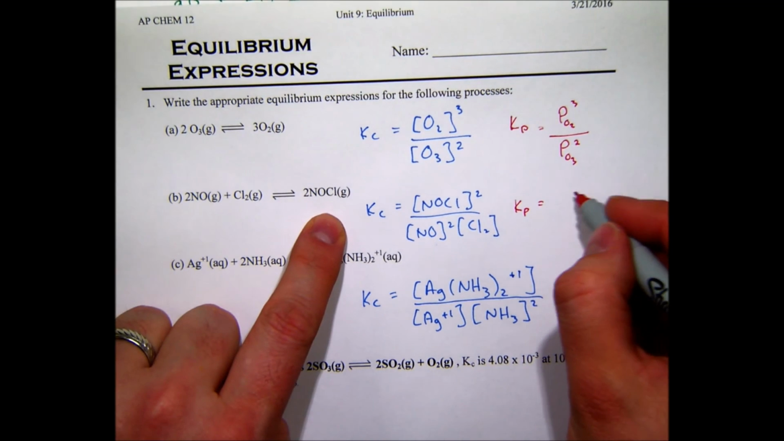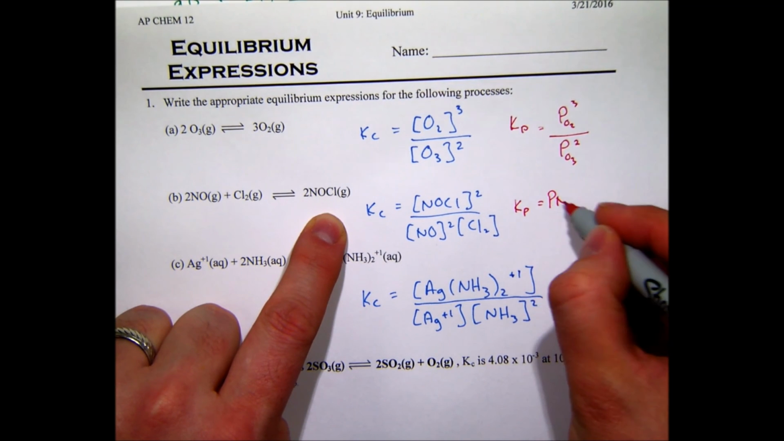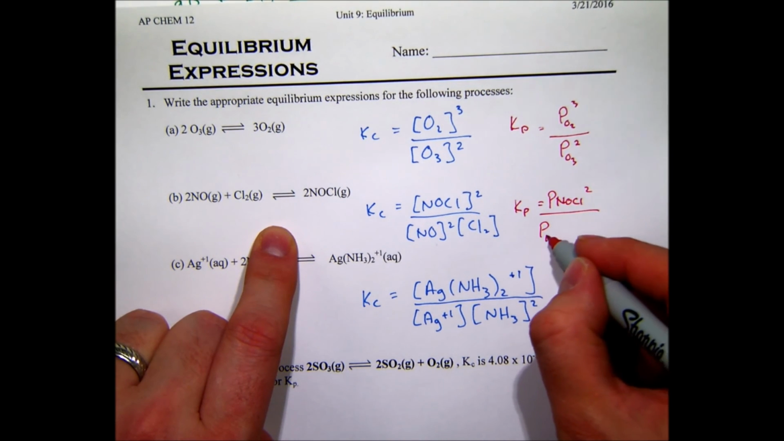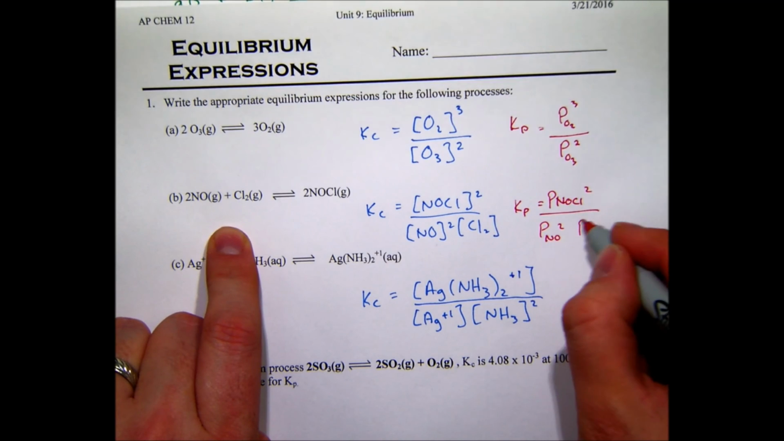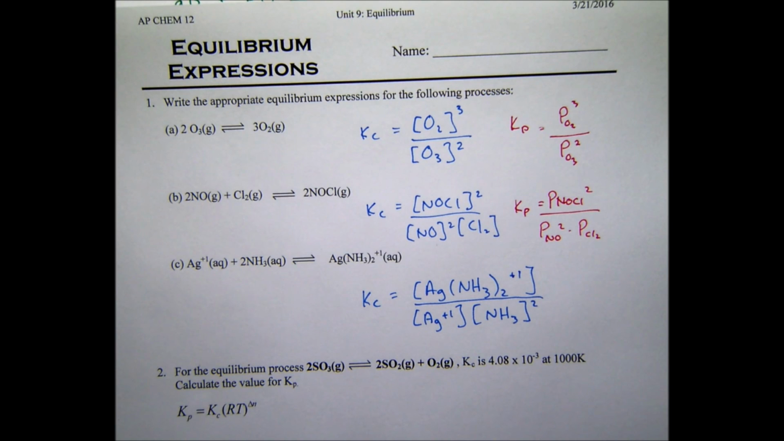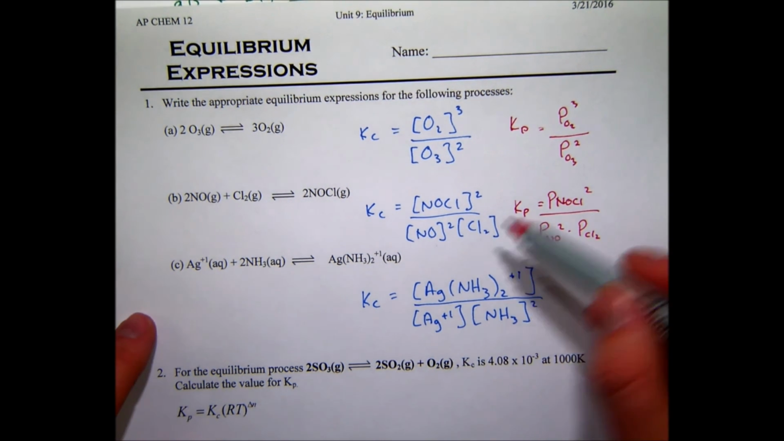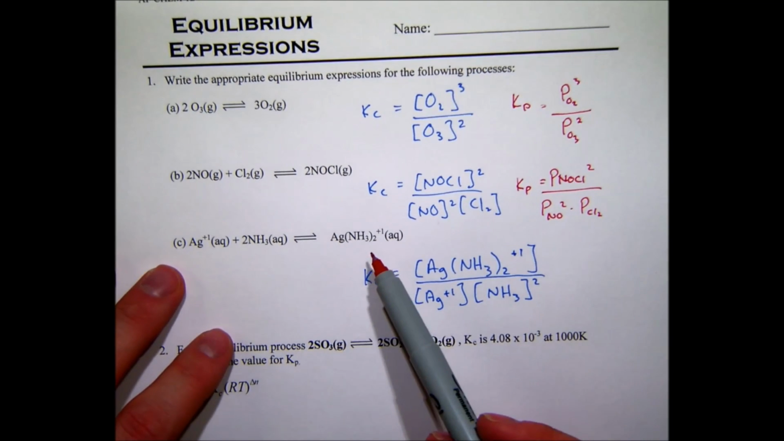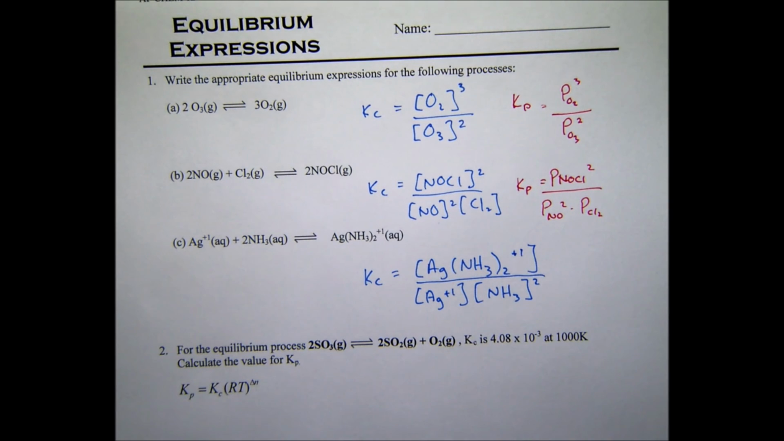Same thing here, we have the partial pressure of NOCl squared over the partial pressure of NO squared, the partial pressure of chlorine to the first power, and those are all products, of course. Partial pressure is very useful when you're dealing with gases, especially if they want your answer in atmospheres. And then Kc is more useful when you're dealing with moles per liter, which is generally aqueous solutions. So for part C here, you'll notice that they're all aqueous. You can't use a partial pressure or Kp for that because it's not actually a gas.